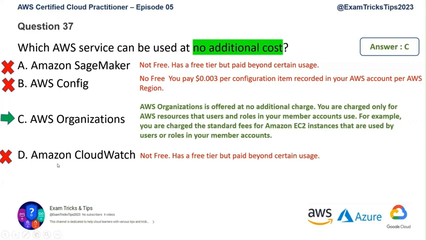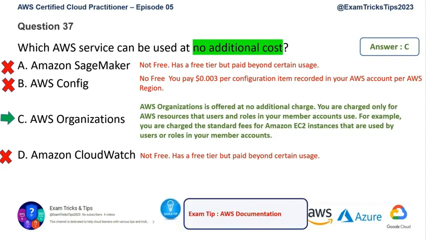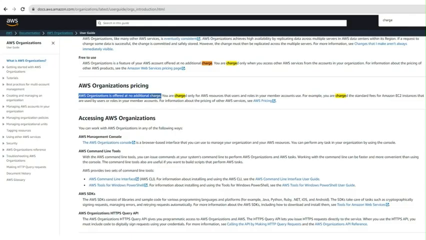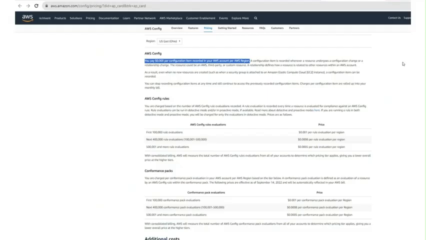I will quickly run you through some documentation that will support our justification. Yeah, you need to know AWS documentation. You would see here AWS Organizations pricing. You're only charged for the resources that the user is actually using. The Organizations service itself is free of charge. So that's the Organizations documentation from AWS. For AWS Config, as you can see, it's not free.